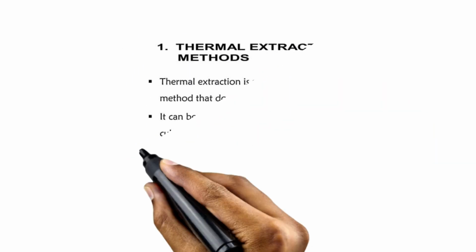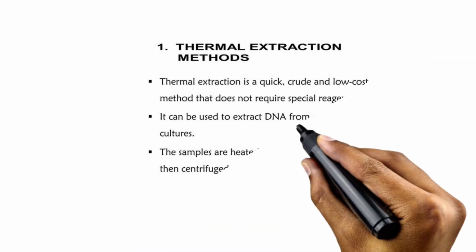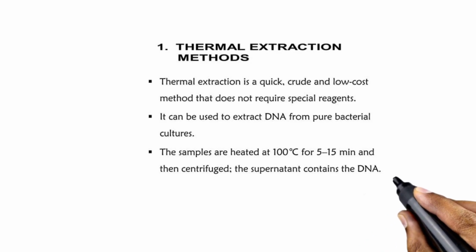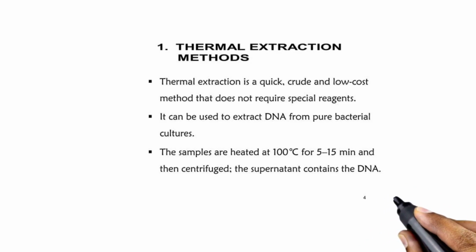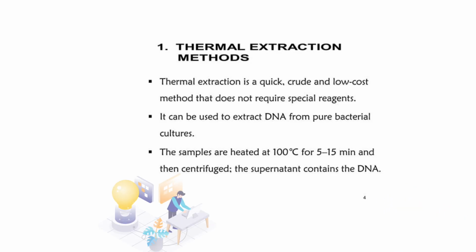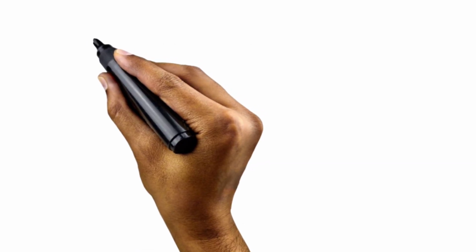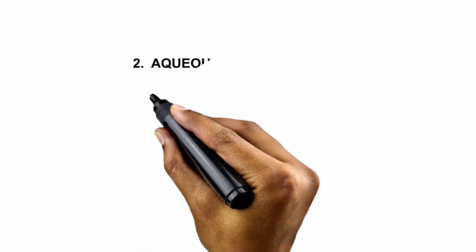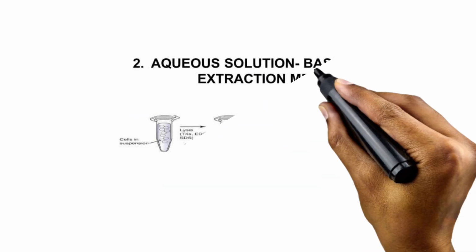Now we will discuss the first one, the thermal extraction method. Thermal extraction is quick, crude, and low cost. It can be used to extract DNA from pure bacteria. The sample is heated at 100 degrees Celsius for 5 to 15 minutes. That's simple. And now we'll see aqueous solution extraction.